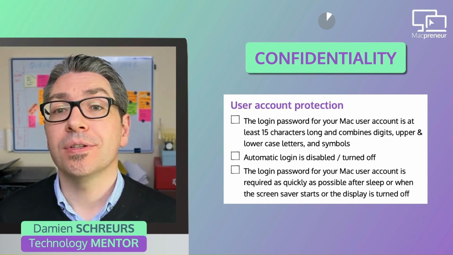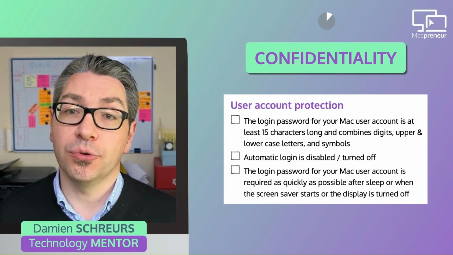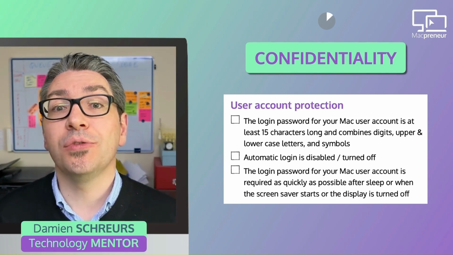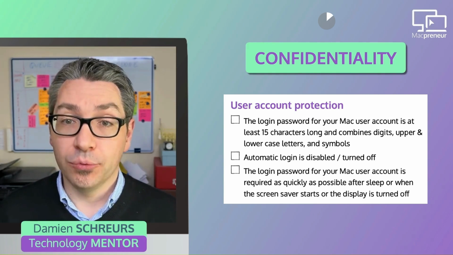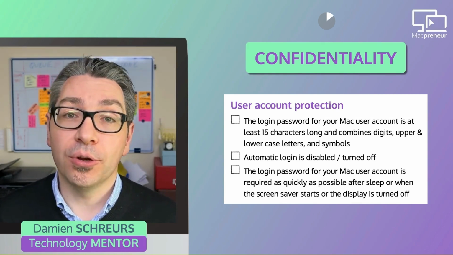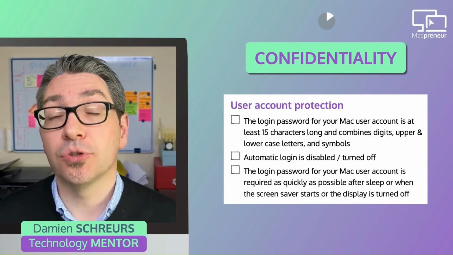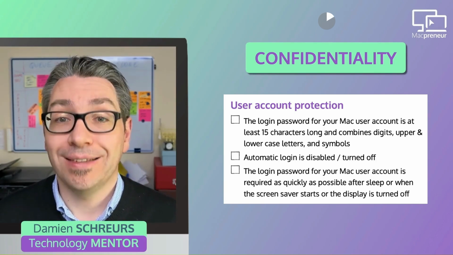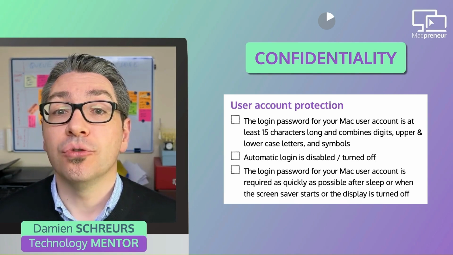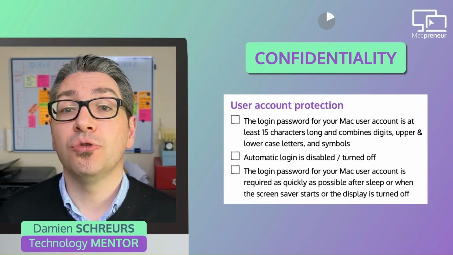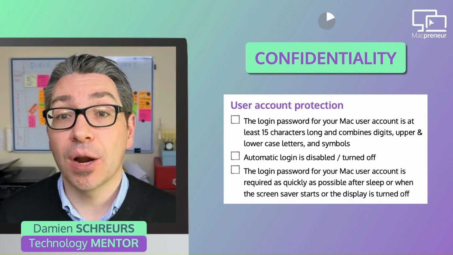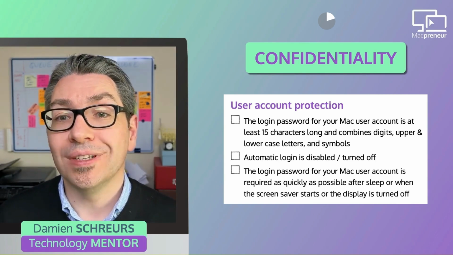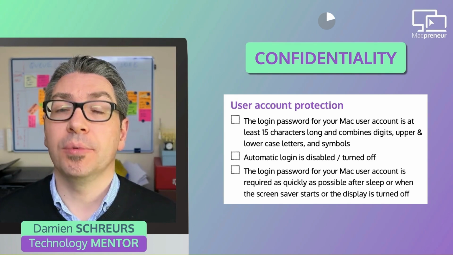The first checkbox is about the login password, making sure that your user account has a password that is at least 50 characters long and which combines digits, upper and lowercase letters, as well as symbols. Why? Well, to prevent a brute force attack, meaning trying out the most commonly used passwords, and to protect also against direct observation from anyone looking over your shoulder that could easily remember what you just typed.